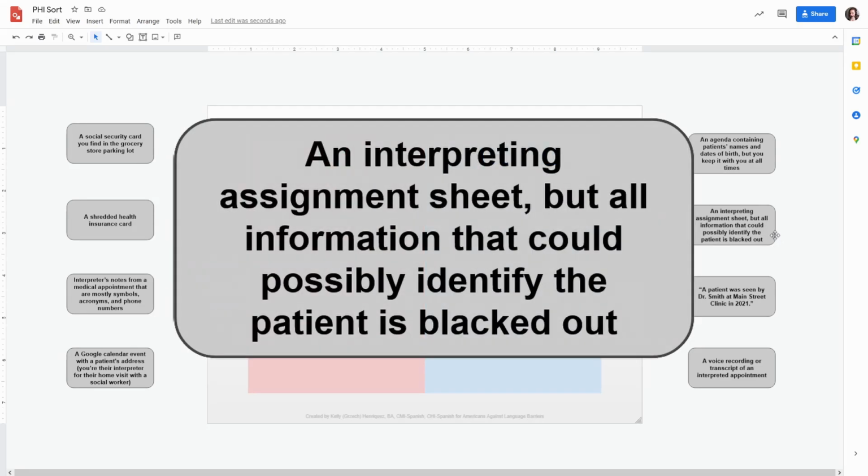Then we have an interpreting assignment sheet, but all information that could possibly identify the patient is blacked out. So this one, I just want to briefly explain. An interpreting assignment sheet, especially if you're an in-person interpreter, you're typically going to have the name of the interpreting agency. You're going to have the date and time of the appointment, the address of the appointment, the patient's name, the patient's date of birth, sometimes a medical specialty, sometimes a patient phone number in some cases. That, of course, is PHI.